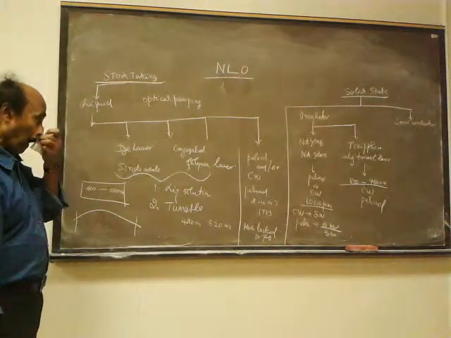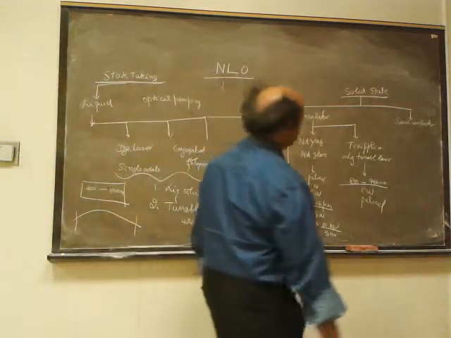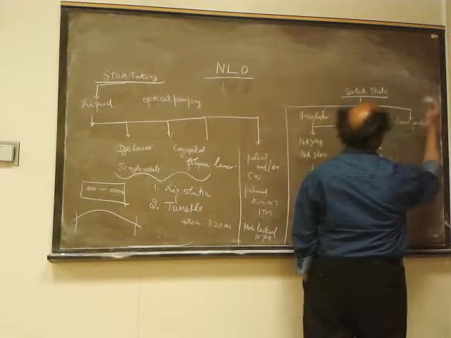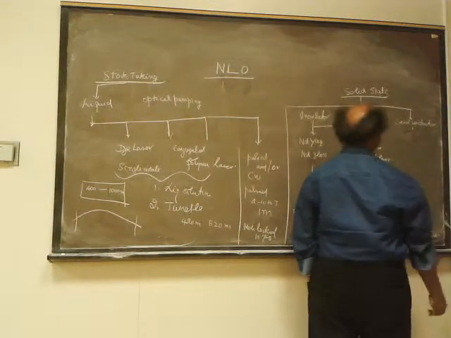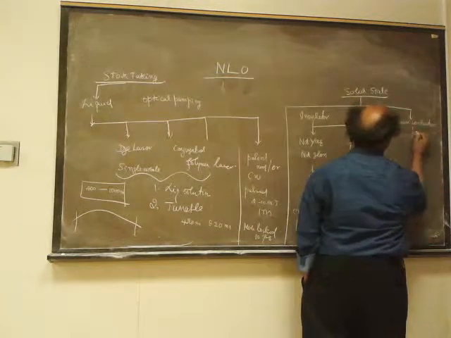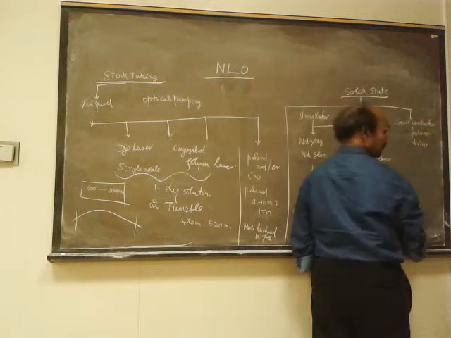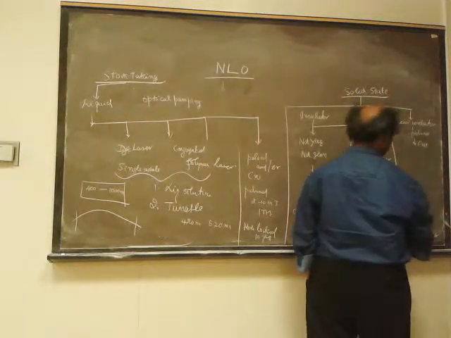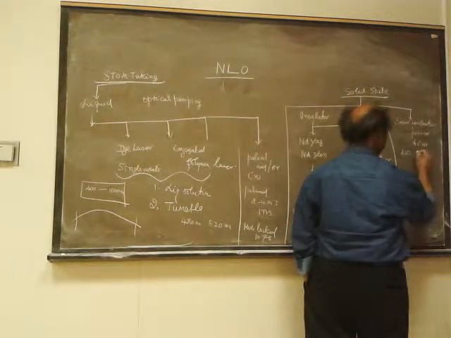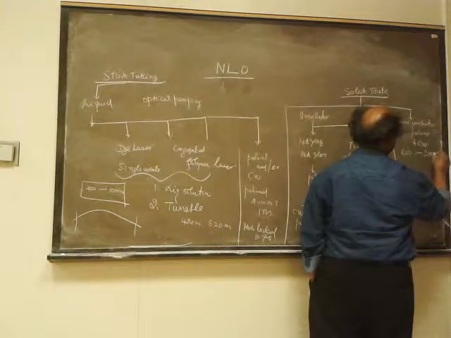Next important is semiconductor laser. There are so many semiconductor lasers. It can be pulsed or CW. You can get semiconductor laser these days from 400 to 3000 nanometer.